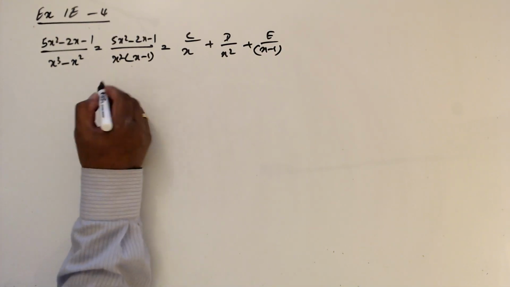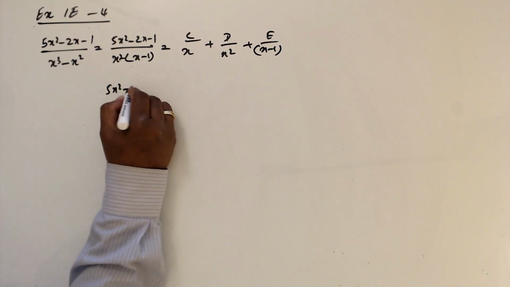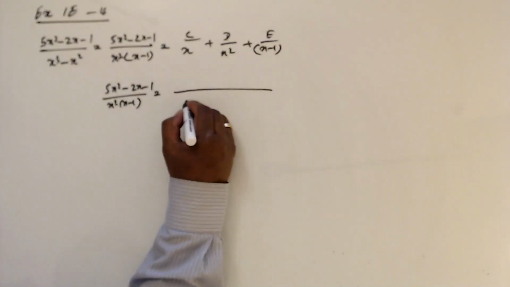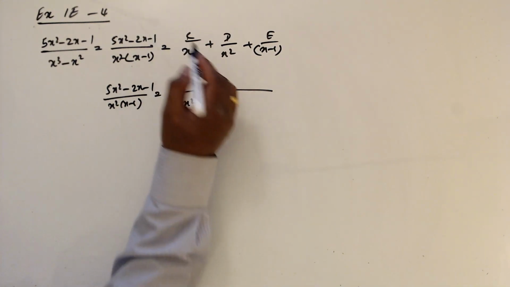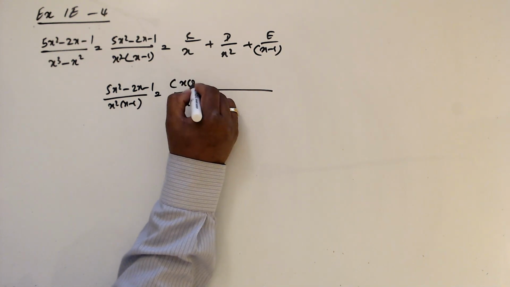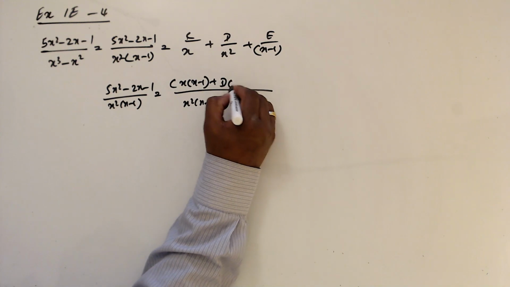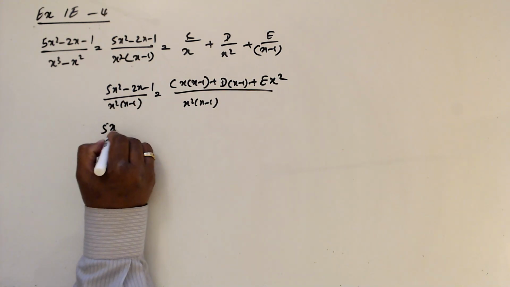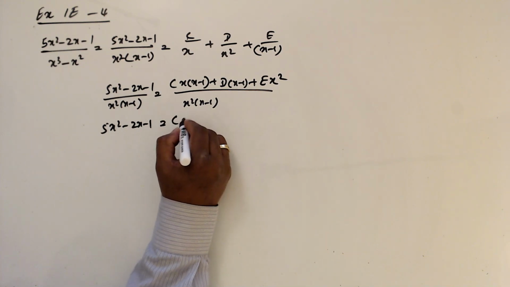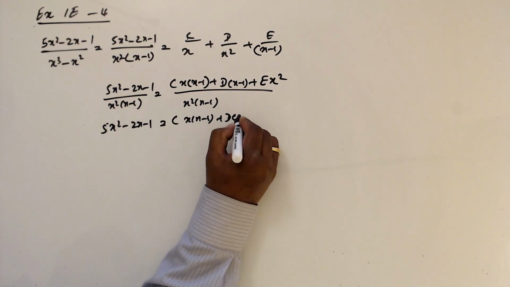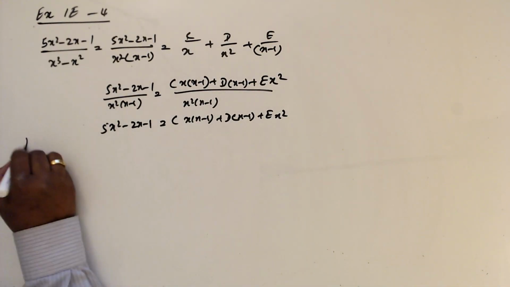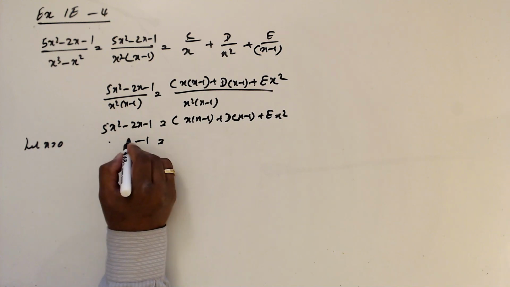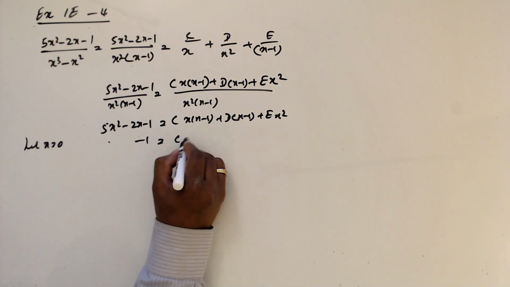Now we can write this one: 5x square minus 2x minus 1 over x square times (x minus 1) equals, multiplying by x square times (x minus 1), this is going to be c times x(x minus 1) and d times (x minus 1) and e times x square. So 5x square minus 2x minus 1 equals c times x(x minus 1) plus d(x minus 1) plus e x square. Let x equal 0. So then this is minus 1. This is 0, 0 minus 1 equals, this is 0, c times 0.